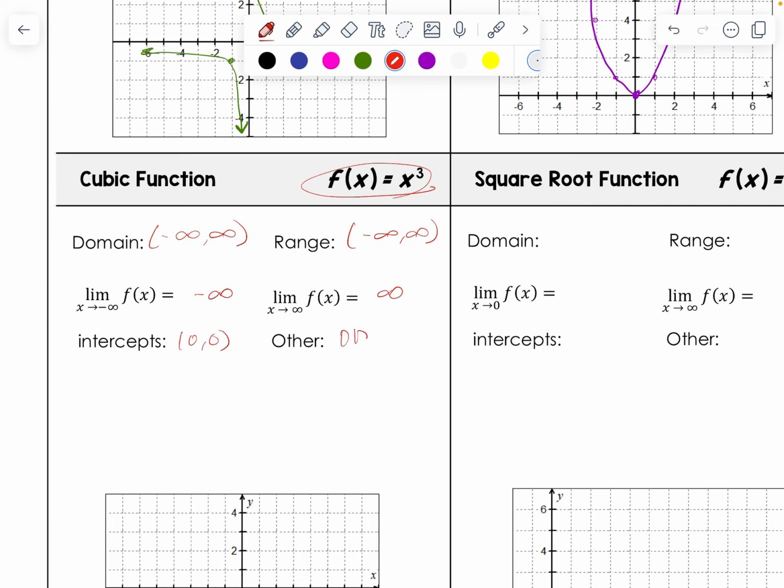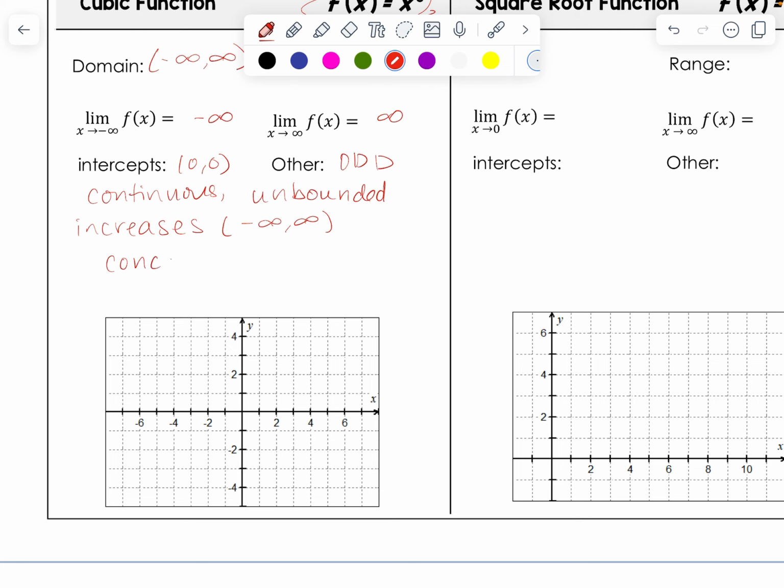It's an odd function. It's continuous and unbounded. It increases everywhere. So it's increasing from negative infinity to positive infinity. It's concave down from negative infinity to 0, but concave up from 0 to infinity. And it looks like this. It starts at 0, 0, and it goes concave up and to the right here, and then here it goes concave down and to the left.